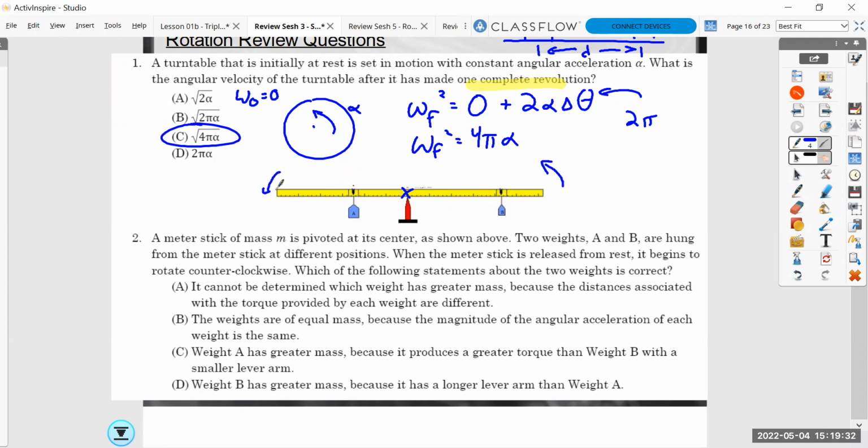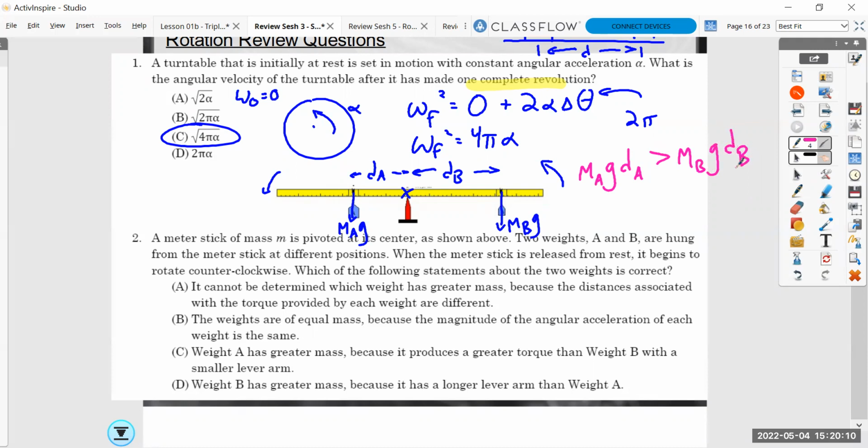And it asks, which of the following statements about the 2 weights is correct? Well, let's take a look. Because what we're going to have here is a force MA times G here, and a force MB times G here. And they're at 2 different distances, dA and dB from the pivot. And because these are torques, what we're going to find is that the torque from A, which is its force times distance, should be greater than the other one, because it's rotating counterclockwise.